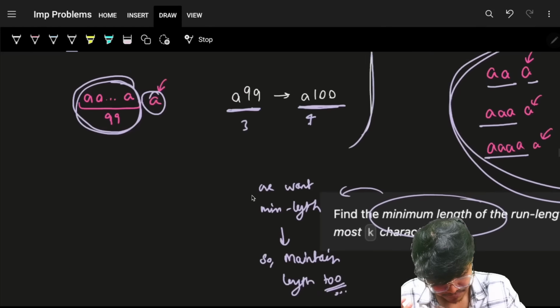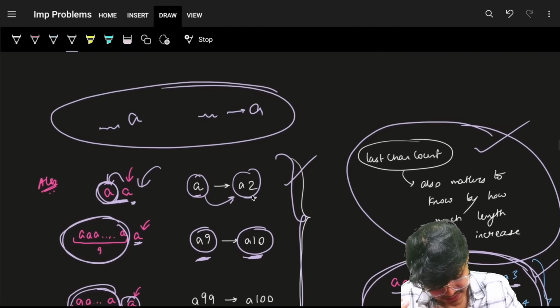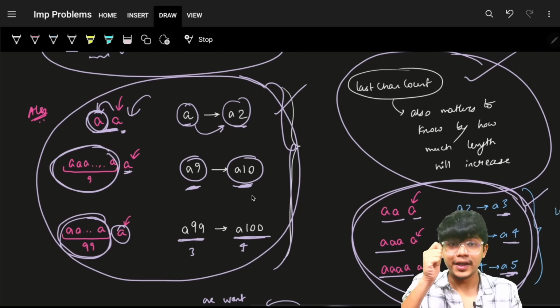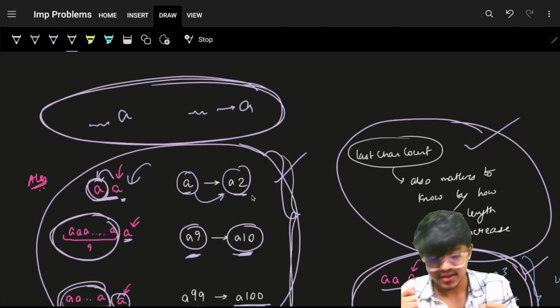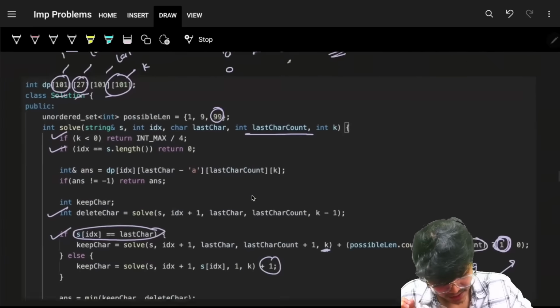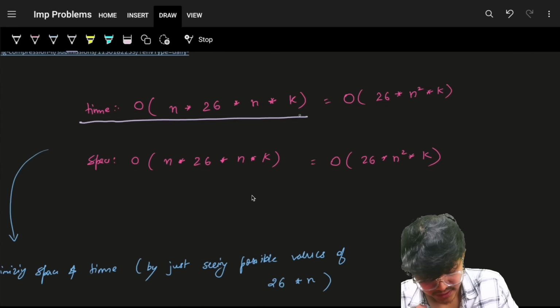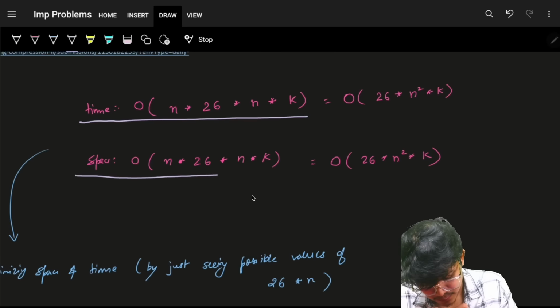Again, if I go back, these three cases are covered in the if condition. This one case is covered in the else condition. And with this, you can simply get this solved in O of n into 26 into n into k, and the space is also the same.